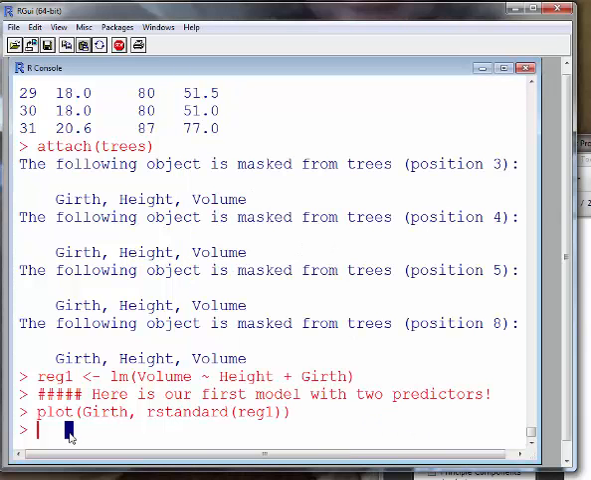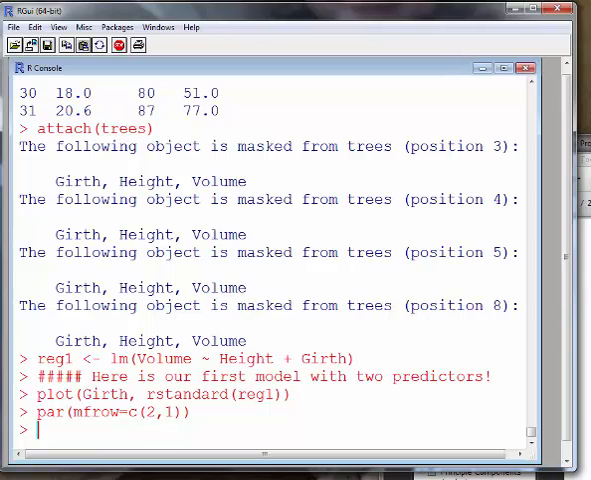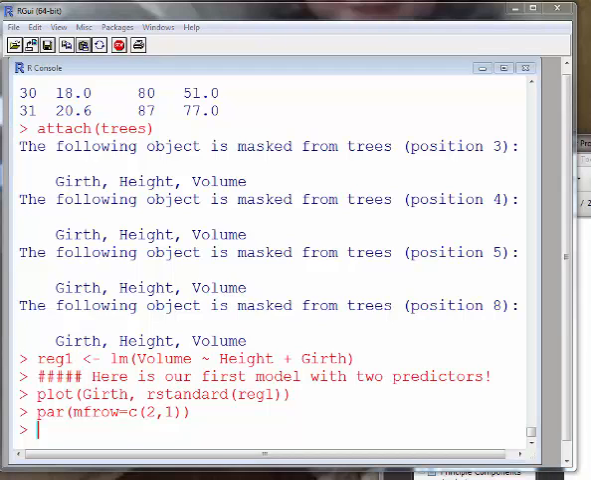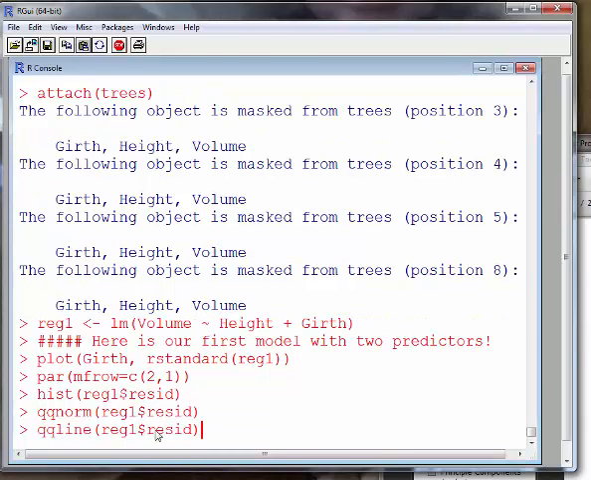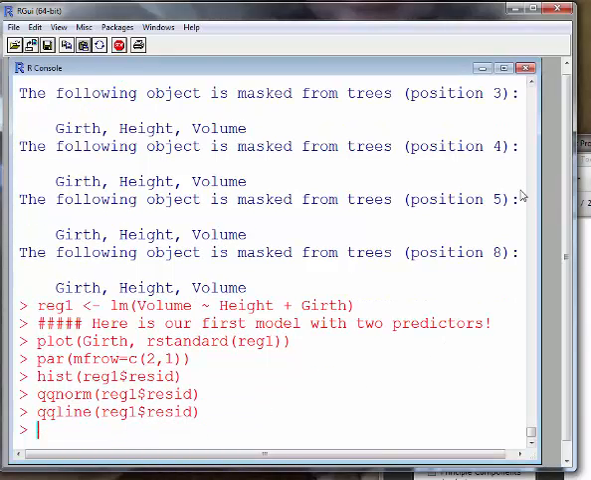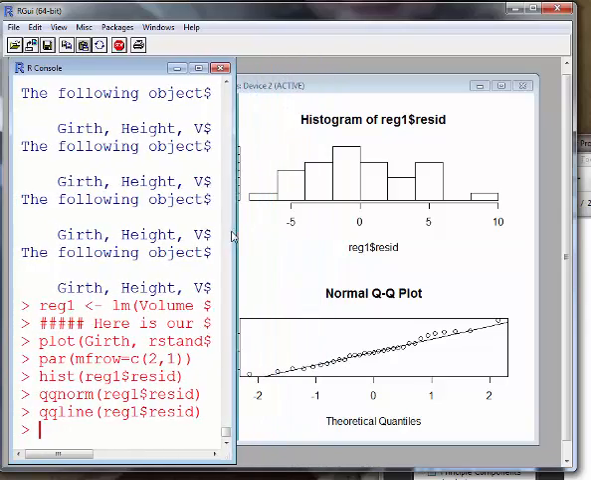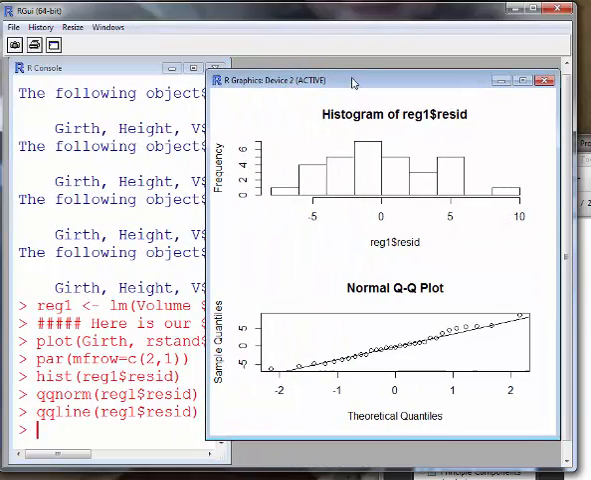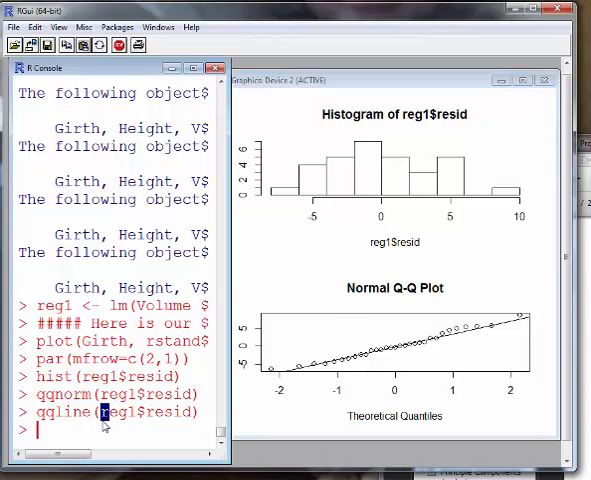So let me make a couple of plots here in the same window. Let me make a histogram of the residuals and also do a QQ plot of the residuals, and we'll drop a line on that QQ plot. Okay, that doesn't look too bad. It looks like these residuals don't look like they're departing too far from normal.